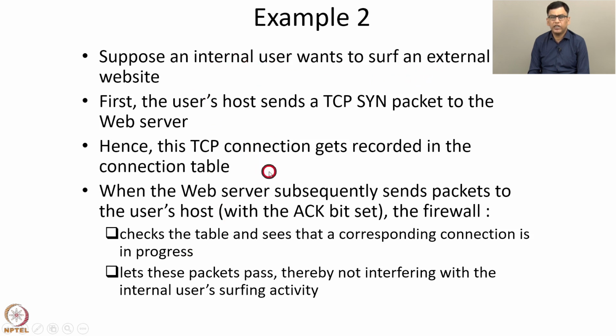So this illustrates again how, by checking the connection table, a firewall can find out whether the packets are part of a legitimate TCP connection or some malformed packets being sent just to crash some host inside the organization's network.